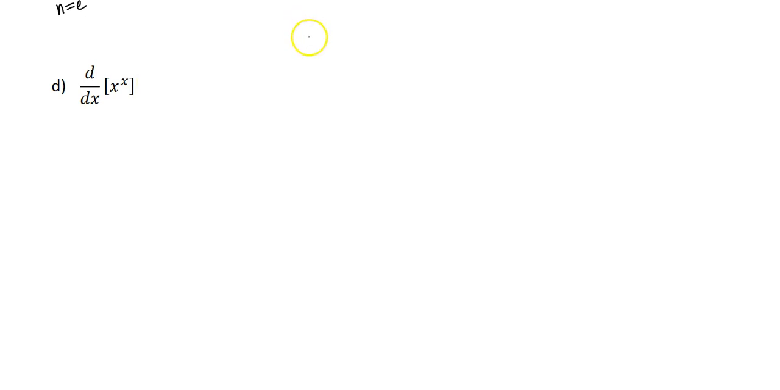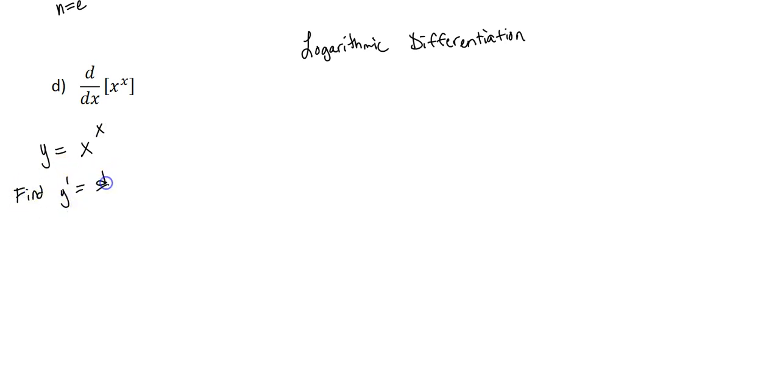Now this is where that logarithmic differentiation that I mentioned earlier comes into play. This is not something that I expect you to be able to do at this point, but I do want you to be aware that it exists. The way I would work something like this, I would start off by letting y be equal to x to the x power. And I'm trying to find y prime, which is the derivative with respect to x of x to the x.